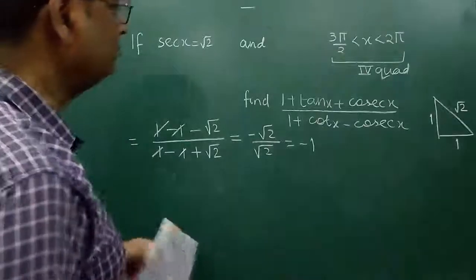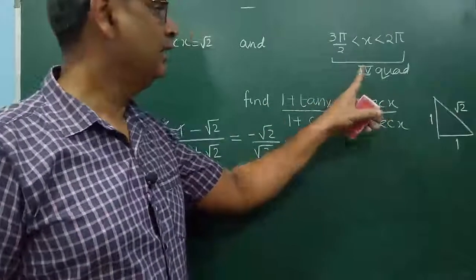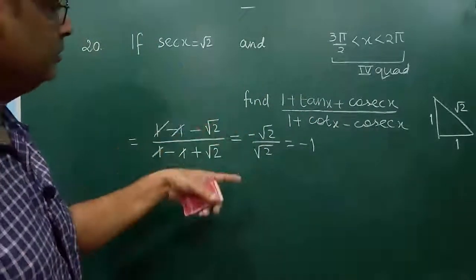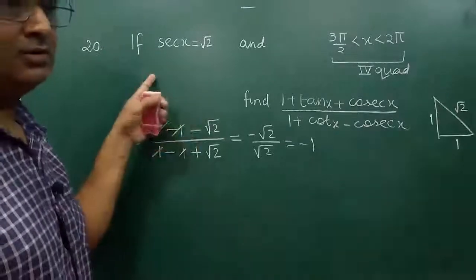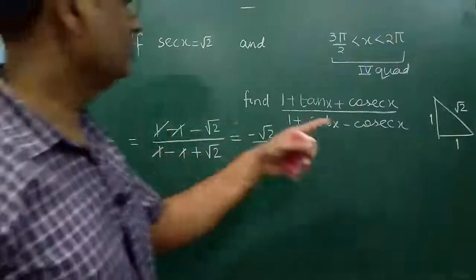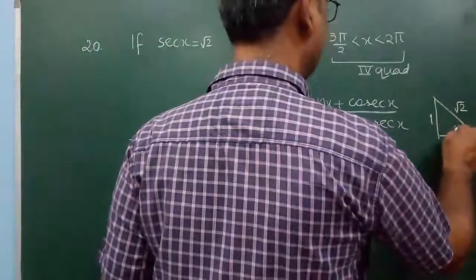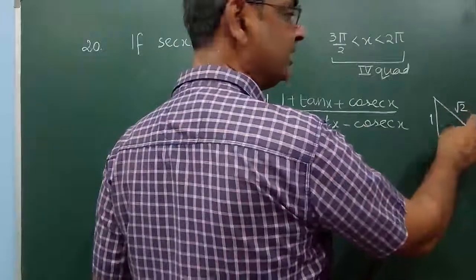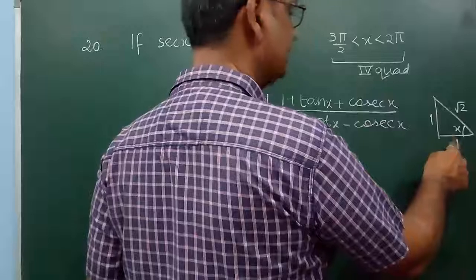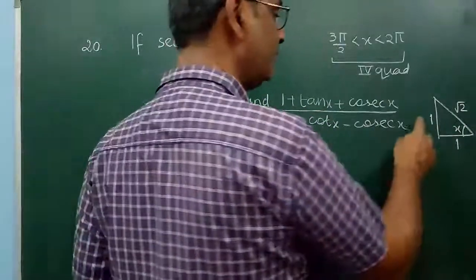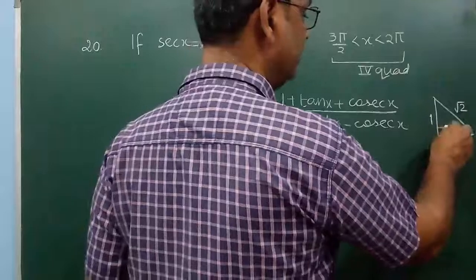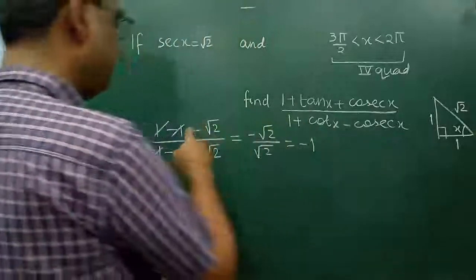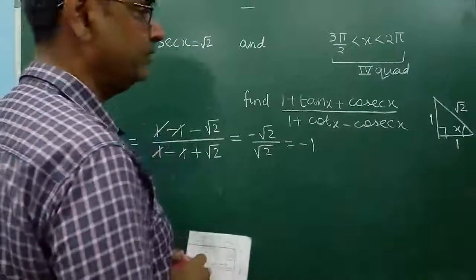So always you have to take into consideration the quadrant in which you are working. So it is the fourth quadrant. In the fourth quadrant only sec and cos are positive, rest are negative. So here we are taking this triangle. This is root 2. Cos is base upon hypotenuse, sec is reciprocal of this, hypotenuse upon base. We have got root 2 by 1. Here when we will use the Pythagoras theorem, here we will get 1 and here also we will get 1. We can keep the values here and then we can find it.